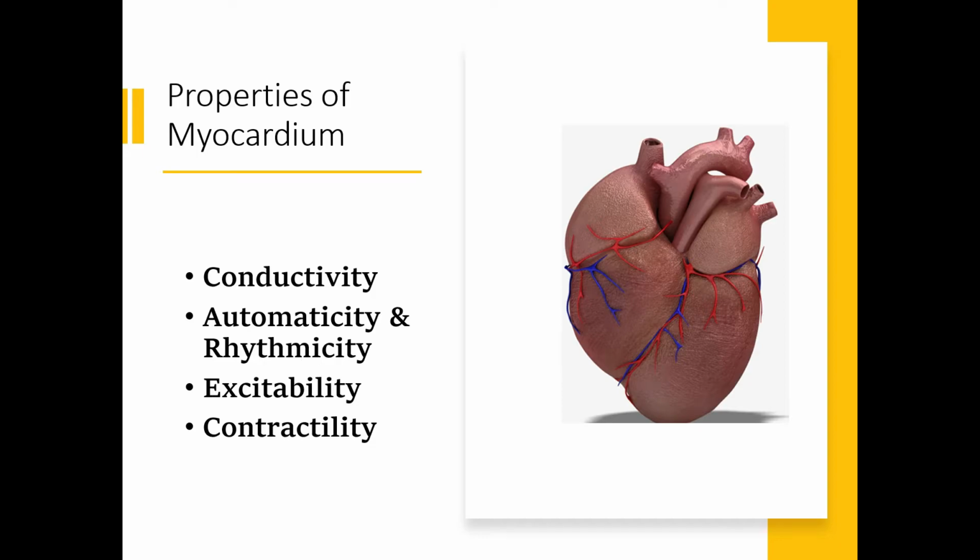There are four important properties that we usually discuss as properties of cardiac muscle or the myocardium. First one is conductivity, another one is automaticity and rhythmicity, and then excitability, and the fourth one is contractility.